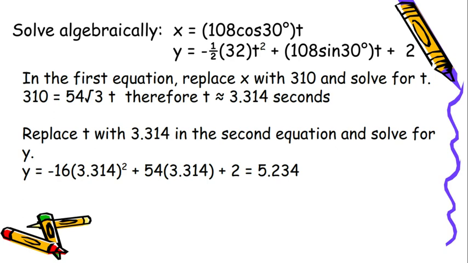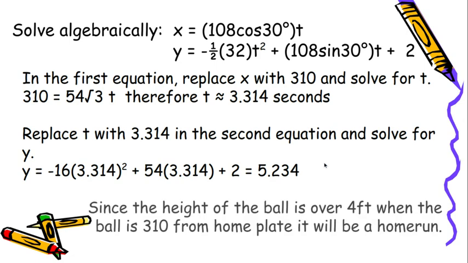So what we just figured out is that the height of the ball when it's 310 feet from home plate is 5.234 feet, which means, yes, it will be a home run since the height of the ball is over 4 feet when the ball is exactly 310 feet from home plate. So it is going to clear the fence. And it's the same value that we saw in the table. When we were at 3.31 and 3.32 on our table, we knew that the height of the ball was between those two values, which was here.